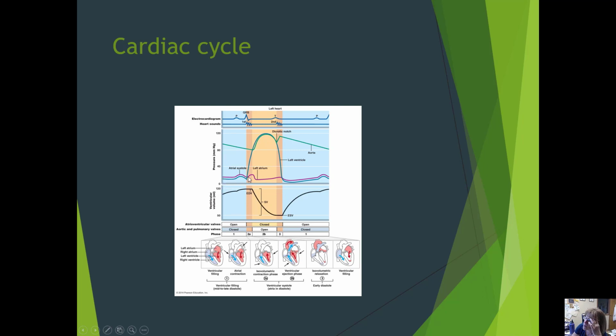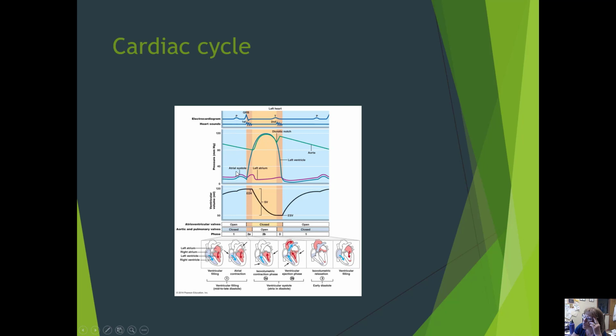So here, this first pink line is the pressure within the left atrium. It could be the right atrium, but we're going to do left atrium because that's the one that's going to pump the blood out of the heart. So we can see the pressure is just normal. It's not doing anything because the blood is just passively flowing into the heart.